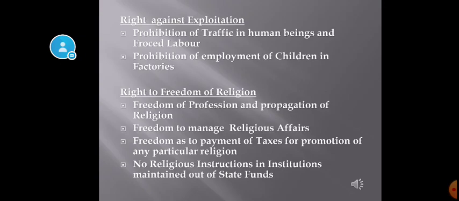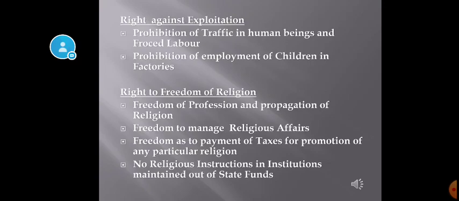A second point describes the prohibition of employment of children in factories, etc. No child below the age of 14 years shall be employed to work in any factory or mine, nor shall such a child be engaged in any hazardous employment. So in this way, child labor is not at all allowed by the right against exploitation. If any child is exploited, his parents, or he or she himself or herself, has a right to approach the court.